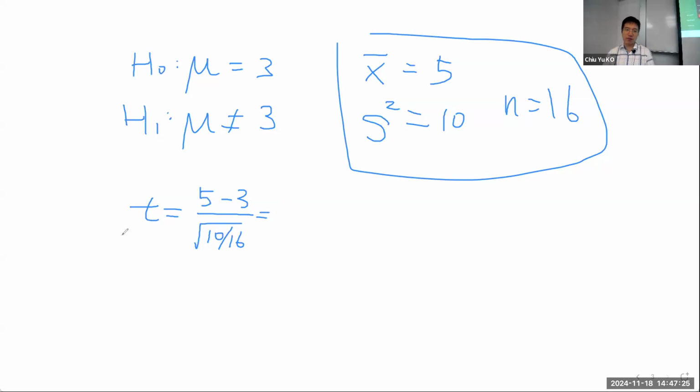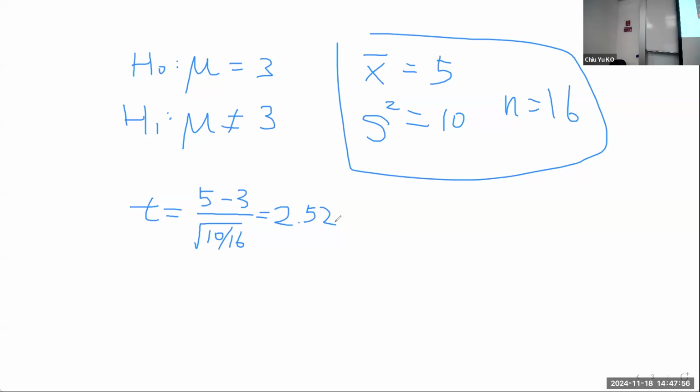Because I'm not a calculator, so I cannot really tell you the answer out of my head. The numerator is 2, the denominator is the square root of 10 over 16, and t will be this over this. So 2.52. Just use your calculator to calculate this one, okay?